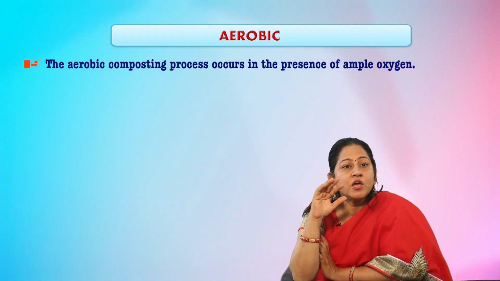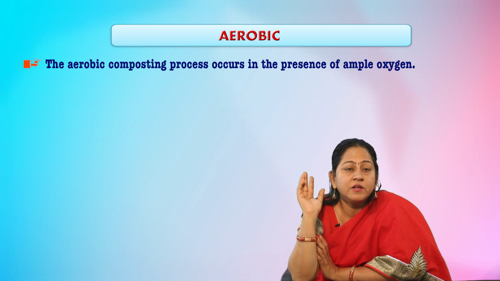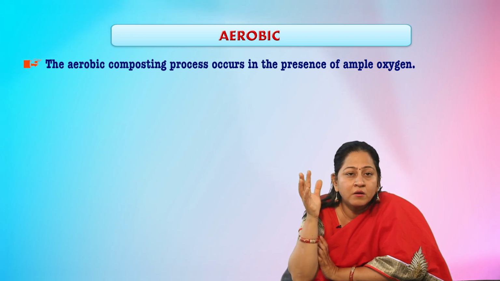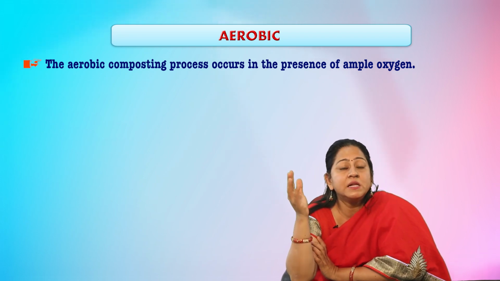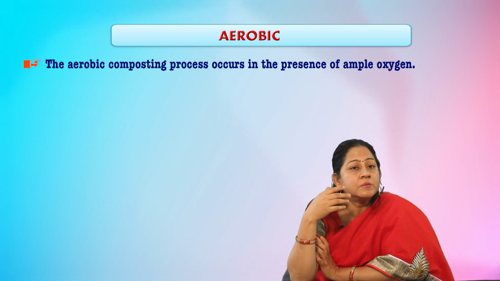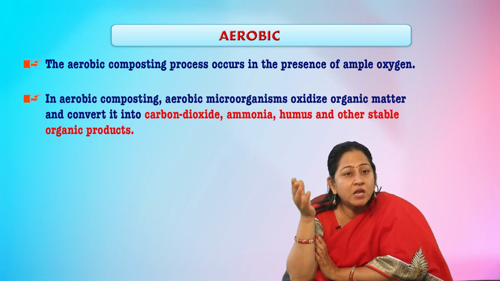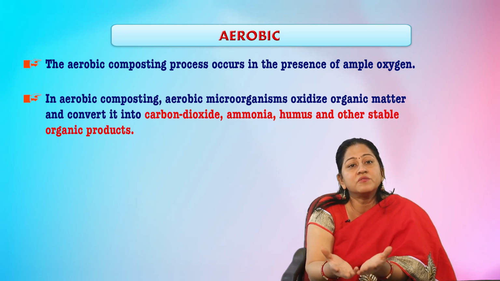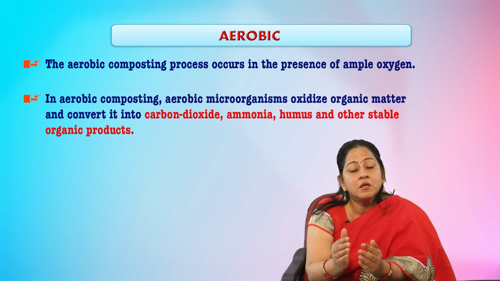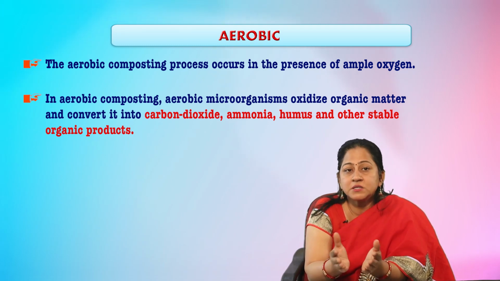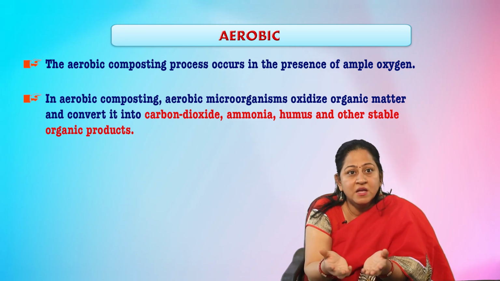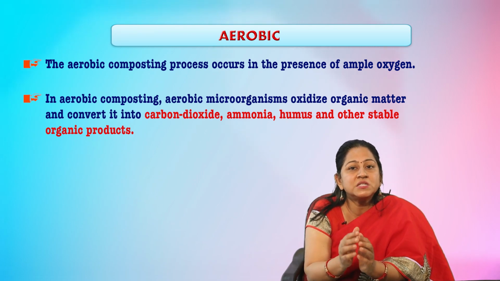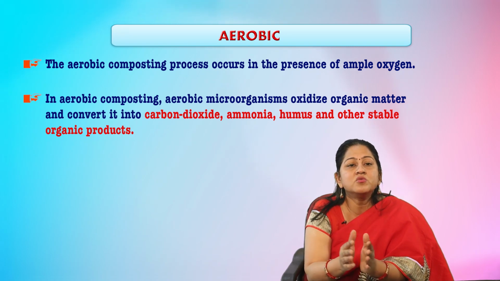First of all, aerobic composting means the presence of oxygen is a must, a lot of oxygen is required. Oxygen helps in aeration, it helps in reducing the temperature, and it also helps in removing the moisture content. In aerobic composting, the aerobic microorganisms, those which require oxygen for their growth, act on the organic matter and oxidize it. In turn, carbon dioxide gas, humus, ammonia and stable organic products are produced, which can be used as manure.